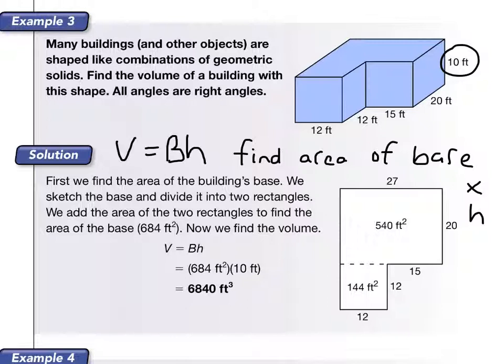So if we sketch this, this is what we sketch here. We sketch the base. We put in our 12 and 12, and we do 12 times 12. Draw a line there. You get 144. And then here we have 27 by 20. When you multiply that together, you get 540. Then if we add these two together, 540 plus 144, we get 684. That's what that number is. So this is the area of the base. This is the capital B here. So this is B, and then the height is 10. We multiply those together, and we get 6,840 feet cubed, which is the volume of that building.